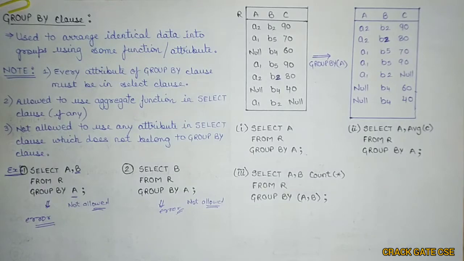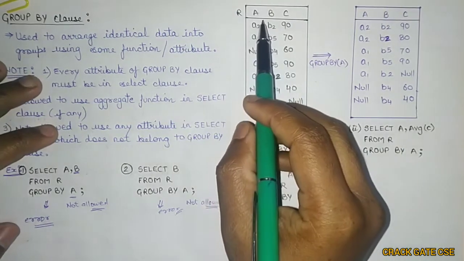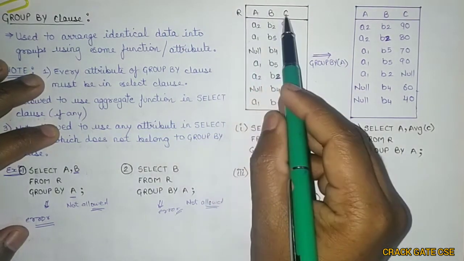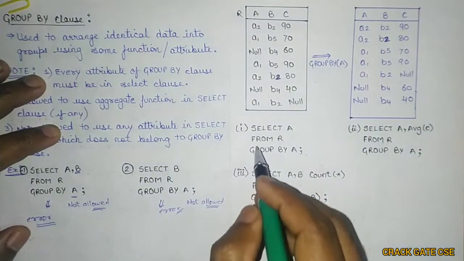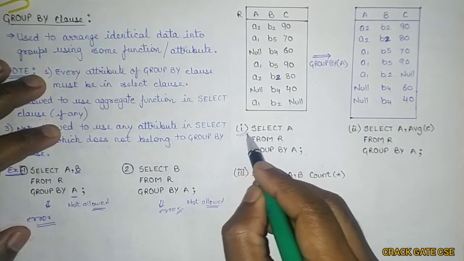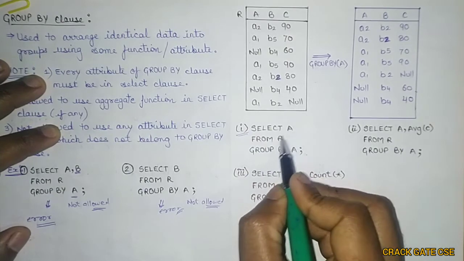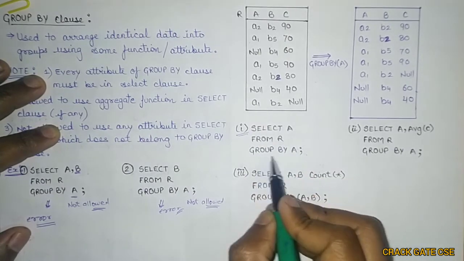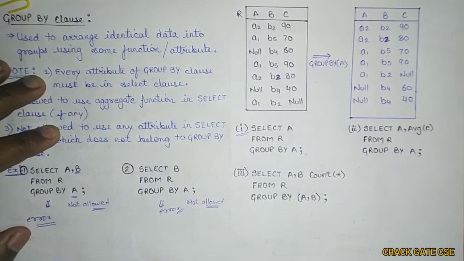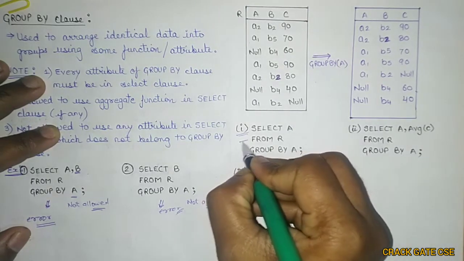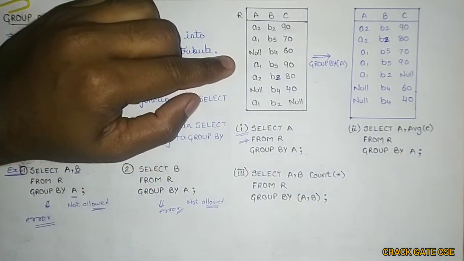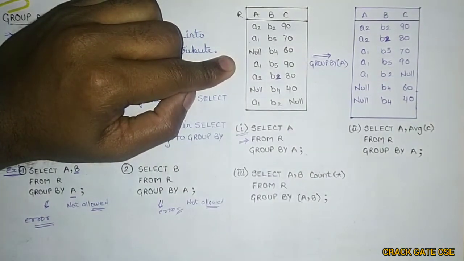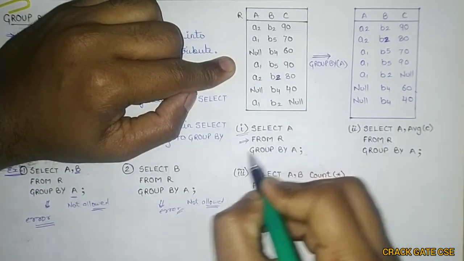Now let's try to understand this group by clause by taking some examples. I took an example of a table R with 3 attributes and the respective values. What is the first query? Select A from R group by A. You know the execution order: firstly, we need to check the from R, so I know I need to take the values from this table R. Now I have to group.